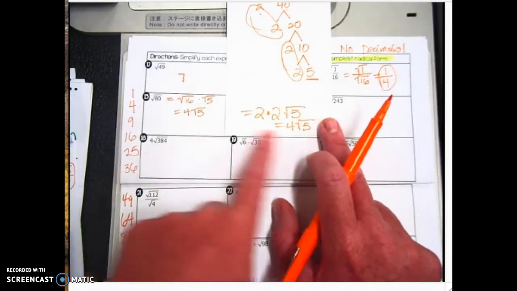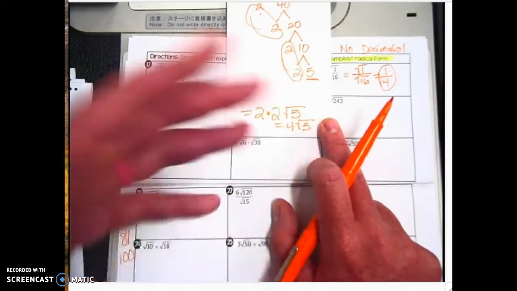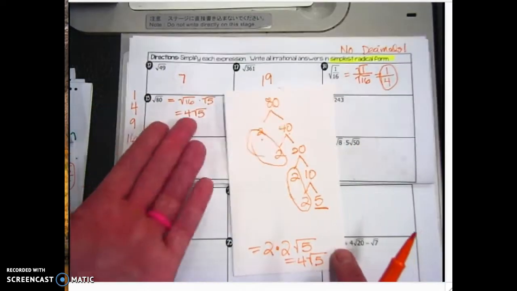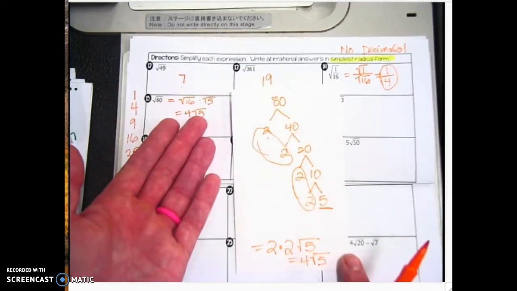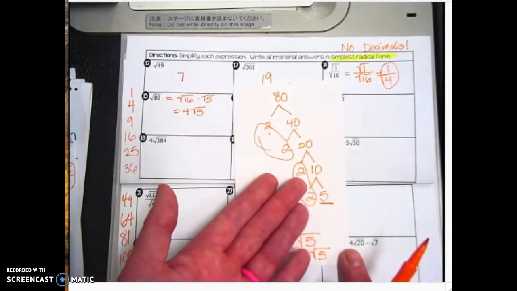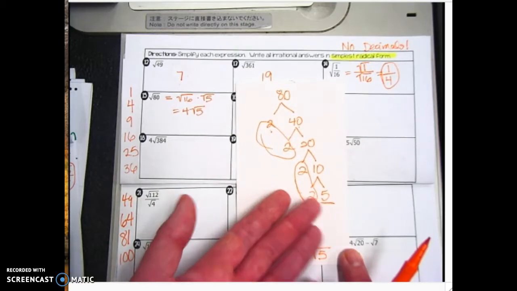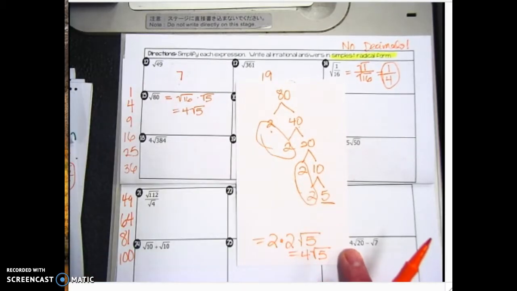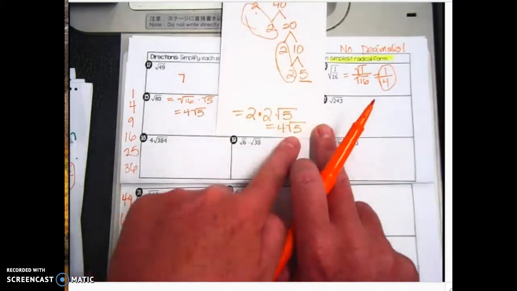So notice I got the same answer, it's just another way to do it. So you can either look for perfect square factors, or you can do the prime factorization. It's just 2 different ways of doing the same problem. Notice I got the same answer.